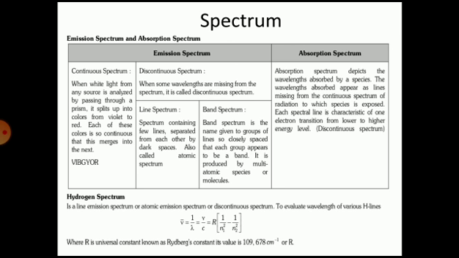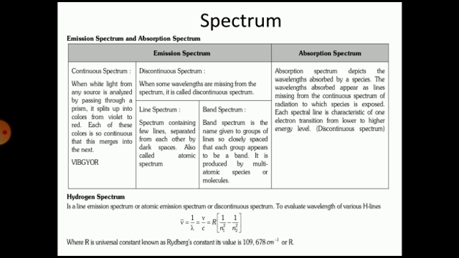So, what is meant by spectrum? See, the spectrum is of two types. One is emission spectrum and another is absorption spectrum. The emission spectrum is further divided into two, that is continuous spectrum and discontinuous spectrum.